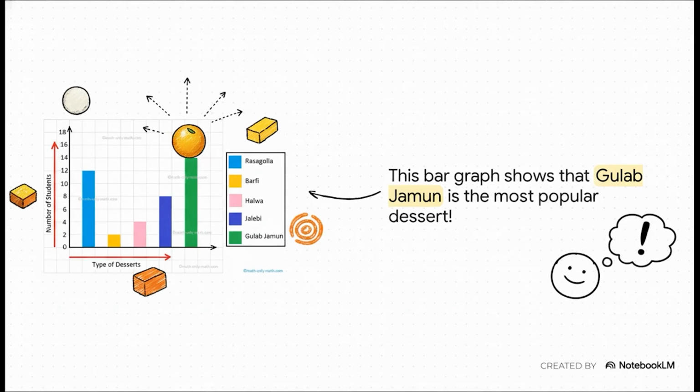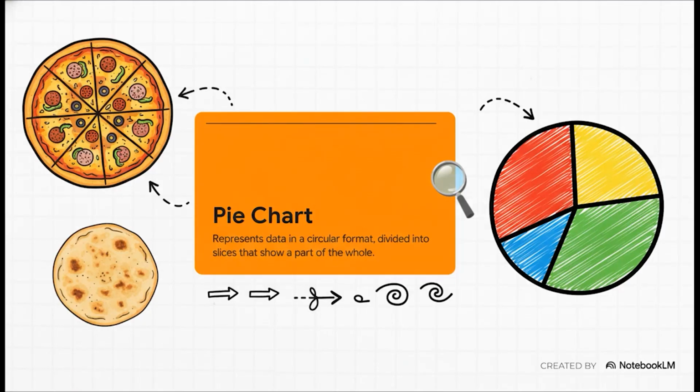Just take a look at this one quick. Which is the favorite dessert here? Your eyes go right to the tallest bar, don't they? That's gulab jamun, of course. A bar graph gives you the answer in like half a second. No reading required. Next up, the pie chart.